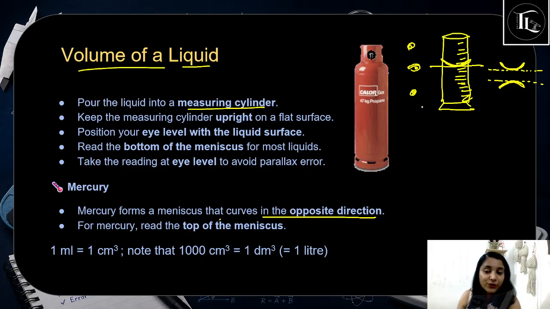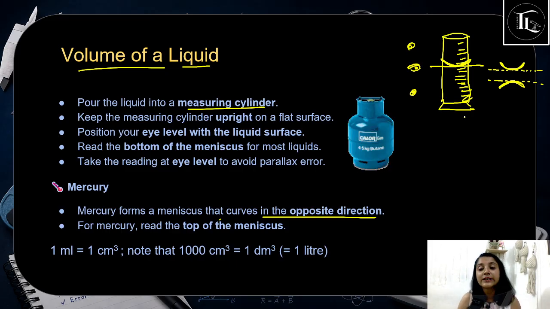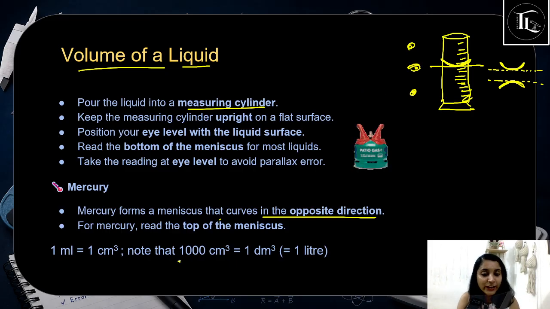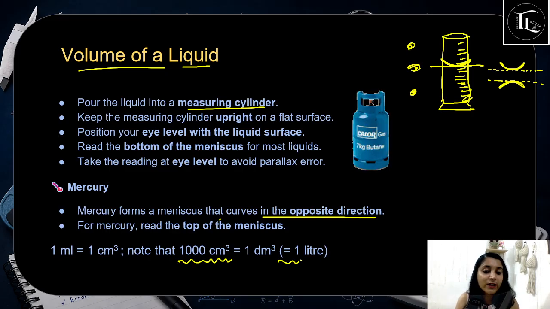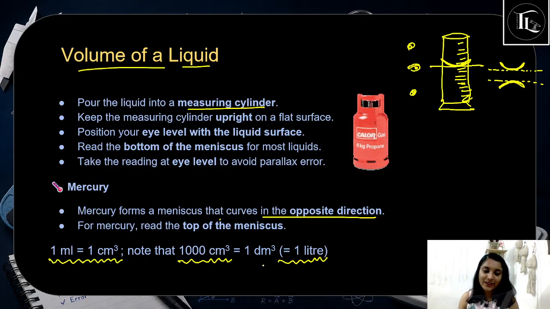Then comes the conversion whenever we're talking about the liquid, and usually we measure it in terms of liters. So we should know that 1000 centimeter cube is equal to 1 liter and 1 milliliter is equal to 1 centimeter cube. These conversions will help a lot.